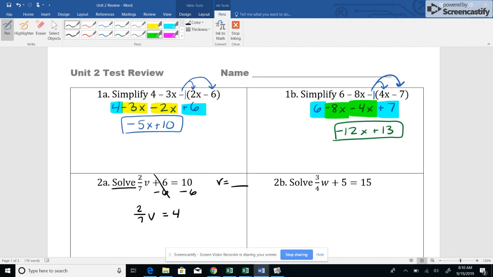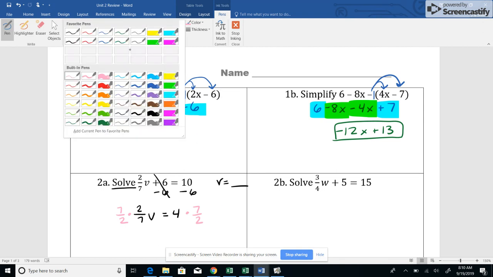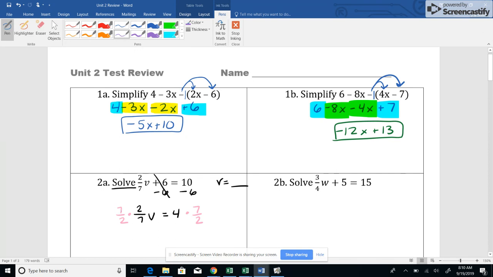Using my inverse operations, I'm going to multiply by the reciprocal. So the reciprocal of 2 over 7 is 7 over 2. And I'm going to multiply that on both sides of my equation. So the reason why this works is because 7 times 2 is 14, and 2 times 7 is also 14, and 14 divided by 14 is 1. So this side cancels out. I'm just left with v equals 4 times 7 is 28, and 28 divided by 2 gives me 14.